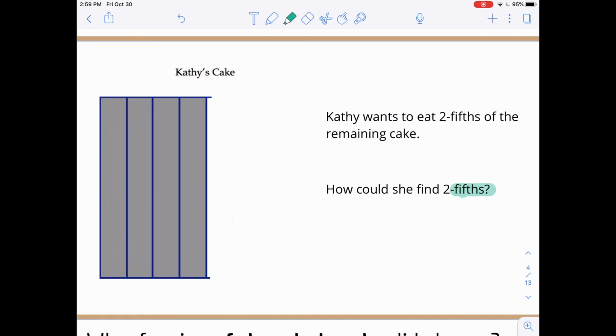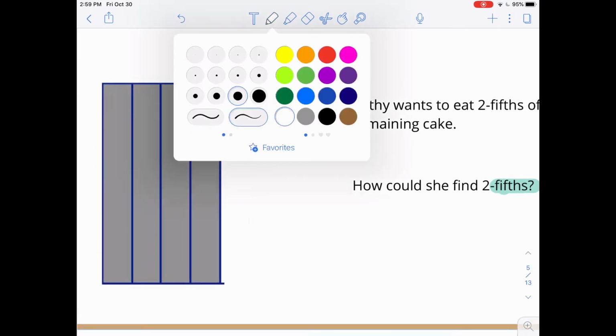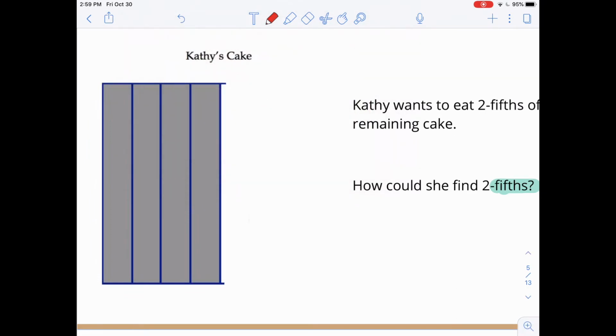So if she's going to eat 2/5, then I need to take this picture and cut it into fifths. So I'm going to do that to the very best of my ability. I'm going to make rows across because I already have my up and down or vertical lines. Grab a skinnier pencil here.